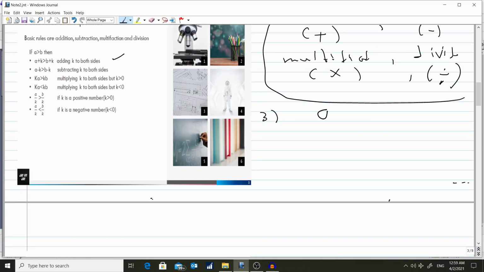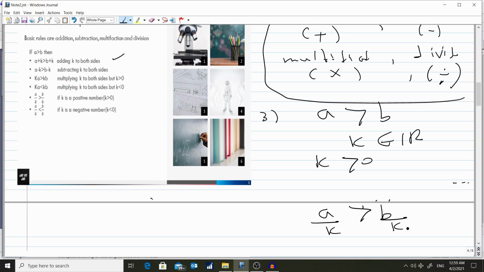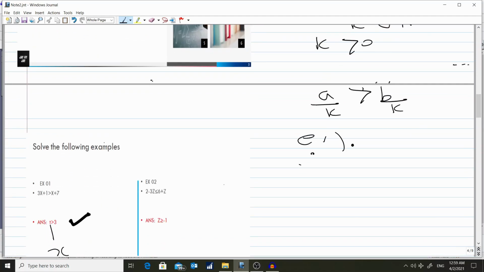Okay, you should have an expression like this, and k is also a real number. In this case, k is positive. If we divide both sides by this k value, and k is positive, so the direction of this expression will not change. As an example, we can take 2 greater than 1. If you divide both sides by 1, it's a positive value, like the k, right?